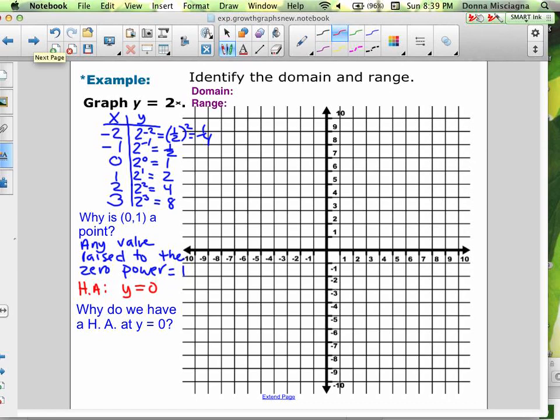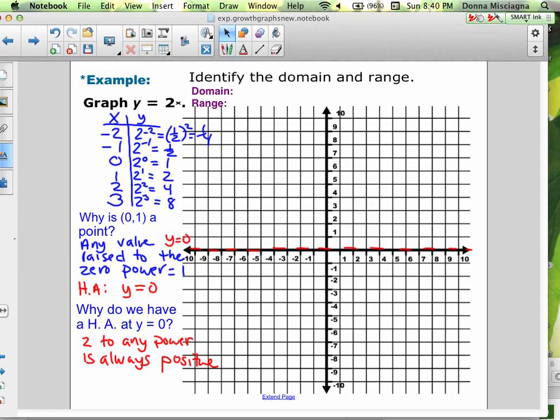Why do we have a horizontal asymptote at y equals 0? 2 to any power is always positive. As a matter of fact, any positive number to any power is always positive. That's why we have a horizontal asymptote, because whatever b is, b to the x is always something positive. Let's graph our horizontal asymptote, and because we want to make sure we don't cross it by mistake, we're just going to graph it as a dotted line. That's telling us don't go past that point. That's just the equation y equals 0.